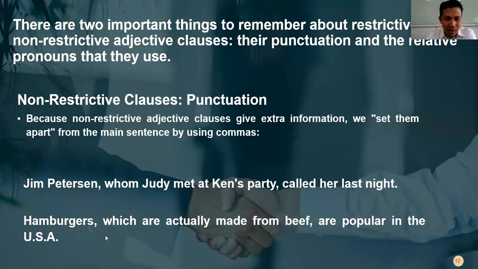Hamburgers, which are actually made from beef, are popular in the USA. People know hamburger; hamburger is made of beef. So we use a comma here and then a comma here. When you say hamburgers are popular in the USA, people understand. Jim Peterson called her last night, people understand. But if you want to give more extra information, whom Judy met at Ken's party, that will be more information. And don't forget to put a comma here and a comma there.